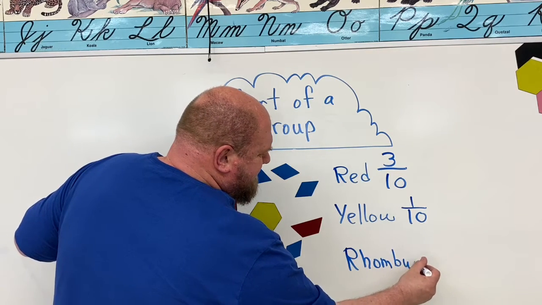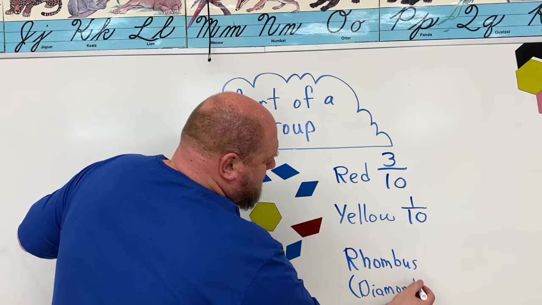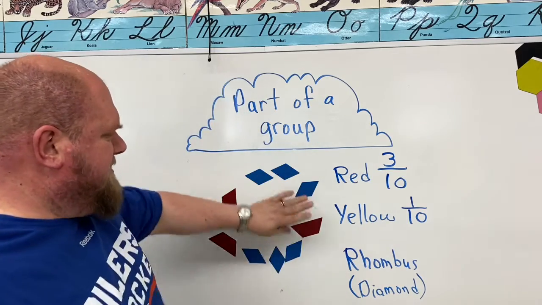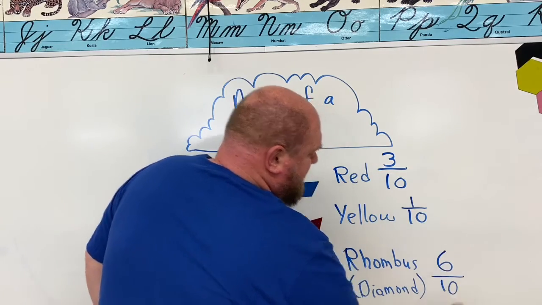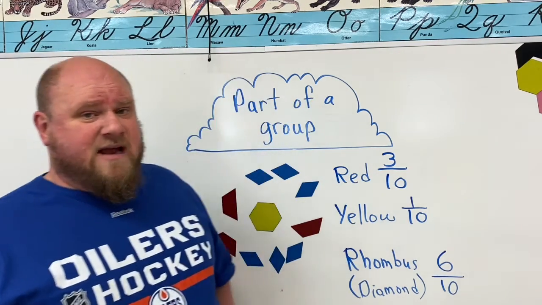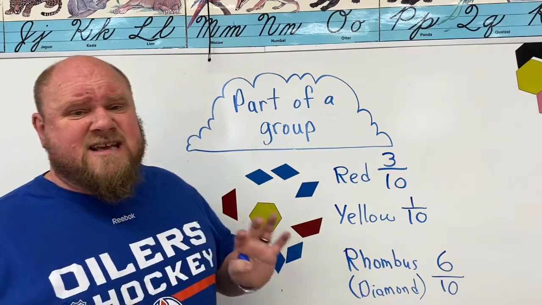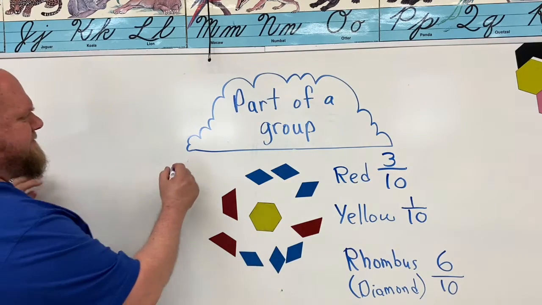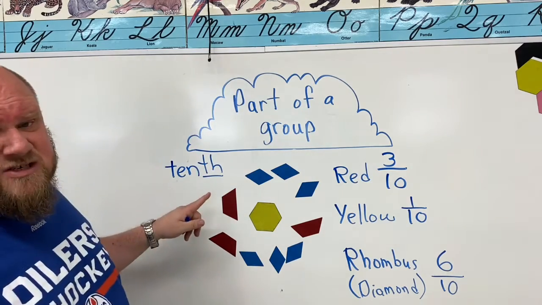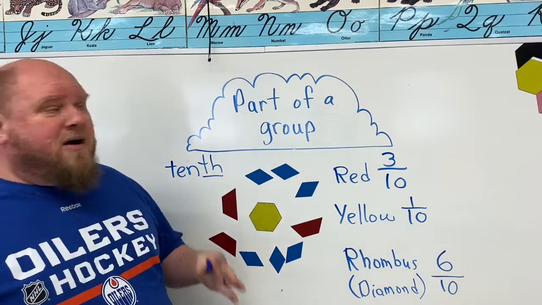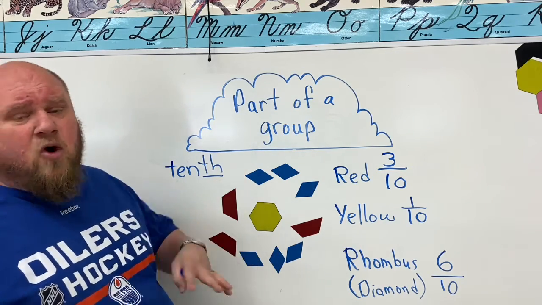Now let's go with the blue rhombuses or diamonds. One, 2, 3, 4, 5, 6. So we have 6/10. Now sometimes people will call this 6/10, but you have to remember it's 6/10. So it looks like this. With the TH. And that shows that it's a fraction, either part of a group or part of a whole.